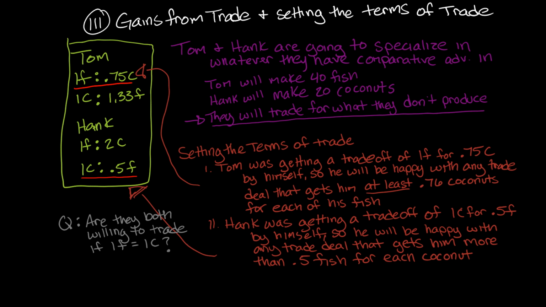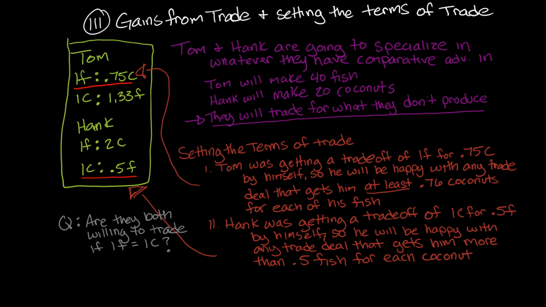So the question that the book poses then is, are they both willing to engage in trade if 1 fish is equal to 1 coconut? Is it fair to do just a 1-to-1 trade-off of them both? And the answer to that is absolutely yes. For Tom, getting 1 full coconut for each fish that he gives up is giving him an additional 0.25 coconuts over what he would have been getting on his own. And for Hank, getting a full fish for each coconut that he gives up is getting him a bonus of an additional half fish for every coconut that he trades.